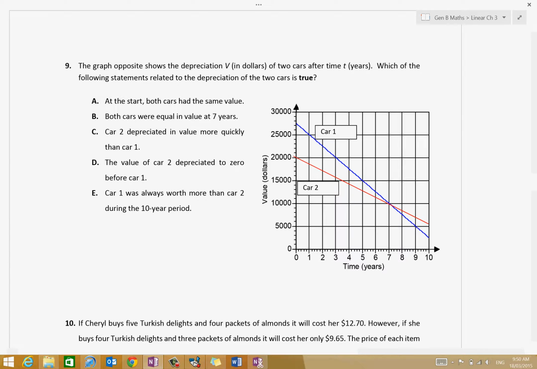The graph opposite shows the depreciation of the two cars. Which one of the following is true? At the start, both cars have the same value. Is that true? No. Both cars were equal in value at 7 years. Yes. That's the intersection. Beautiful.